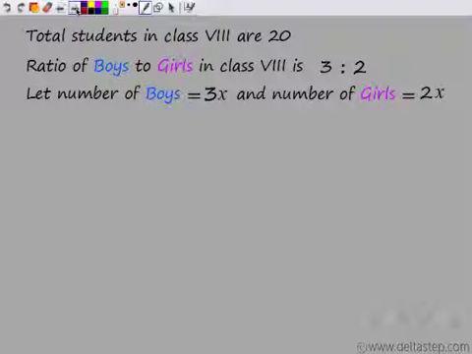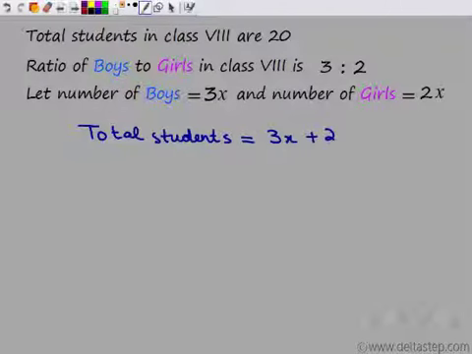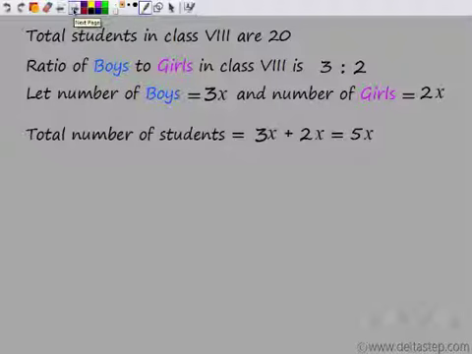So now I can find the total students. Total students would be nothing but number of boys plus number of girls, which is 3x plus 2x. So I get total students as 5x now. But I already know that total students are 20 here. So 5x, which is the total number of students, is equal to 20.